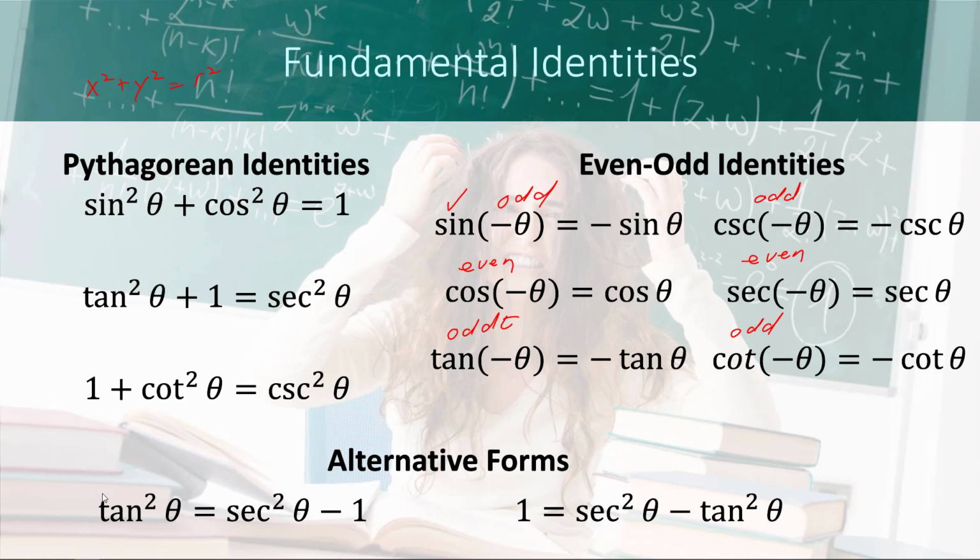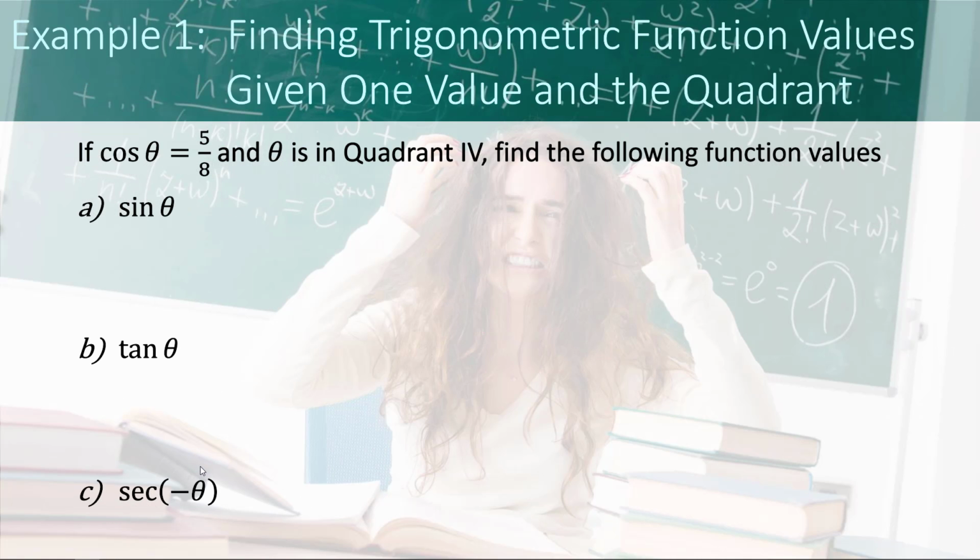And notice here that we can take the Pythagorean identities and we can manipulate them to solve for various values, which will give us alternate forms for each of the Pythagorean identities. So that right there is a summary of all the fundamental identities, and we are going to use these along with other tools to solve problems. And here is the first one.